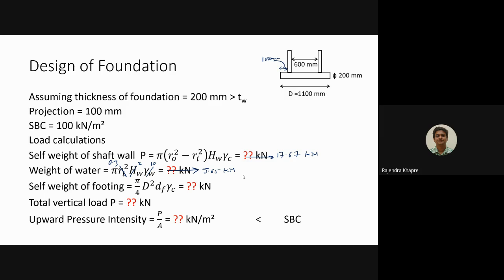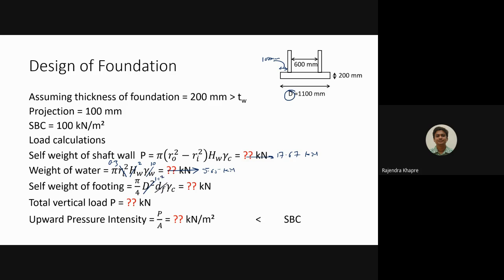Okay, then the self weight of the footing. Again, it's a circular footing, right? So the cross section area, if you see, is a simple circle. Area of the circle multiplied by height of the footing gives you volume, and volume multiplied by density of the concrete. So pi by 4 d outer square. If you see, this is the value of d. It includes 600 inner, then 150 this side, 150 this side, so this will be 900. Then 900 plus 100 this side plus 100 this side, that is 1100. So this is 1.1.